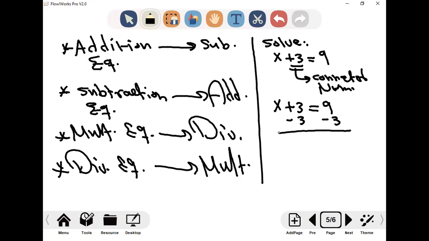Done? Now plus 3 minus 3 still what here? Equal 9 minus 3. Done? Now to check our answer, replace x by what? 6 plus 3.